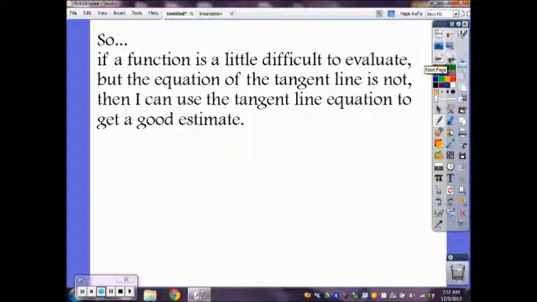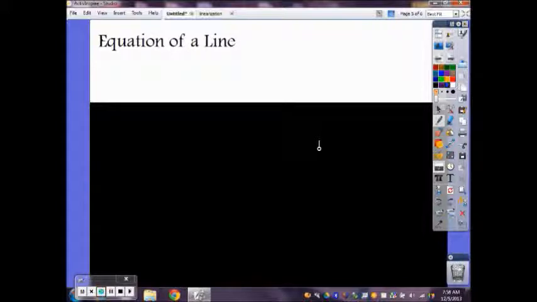So how do I complete this process? How do I estimate using the tangent line equation? It all goes back to some basic Algebra 1, where when we're finding the equation of the tangent line, we use the equation of a line, which is y minus y1 equals m times x minus x1.